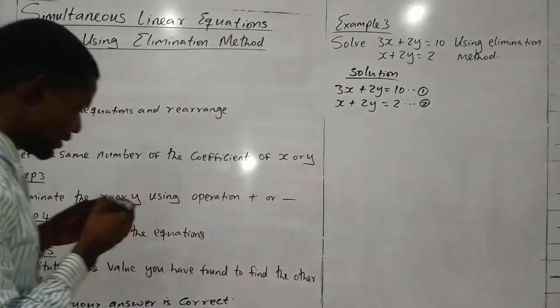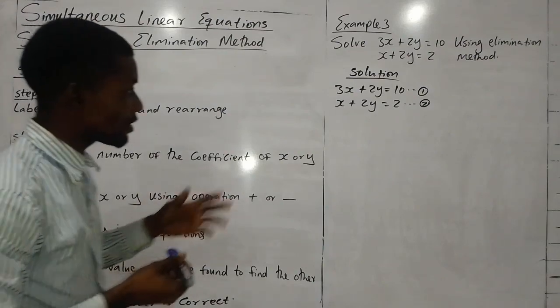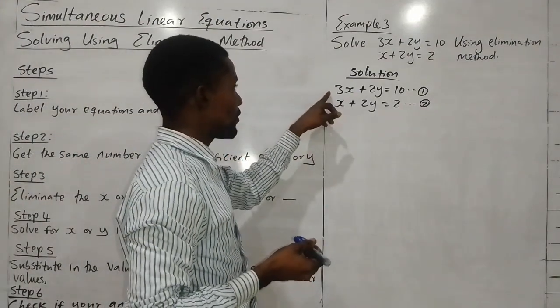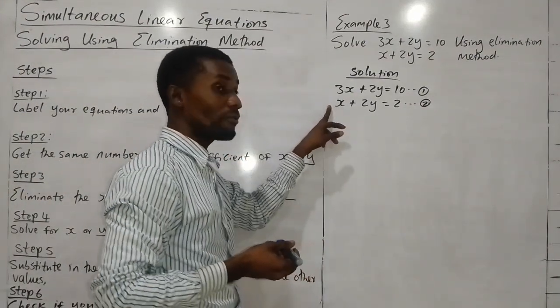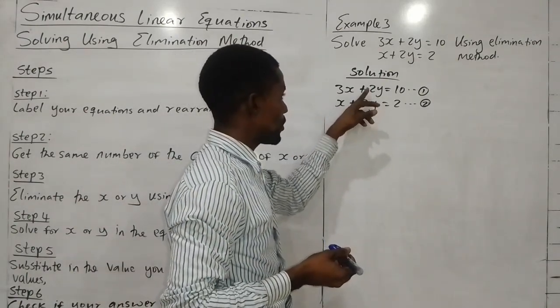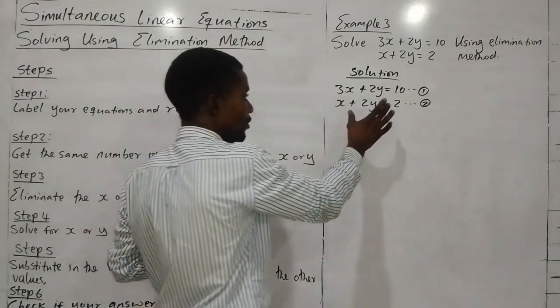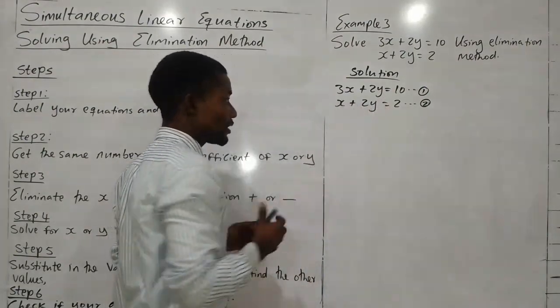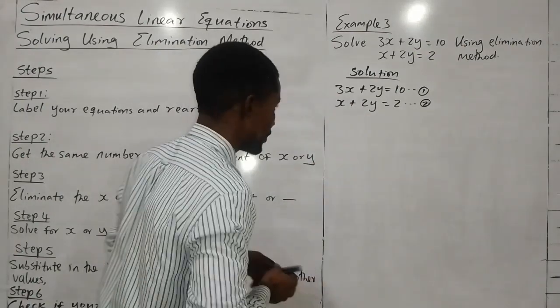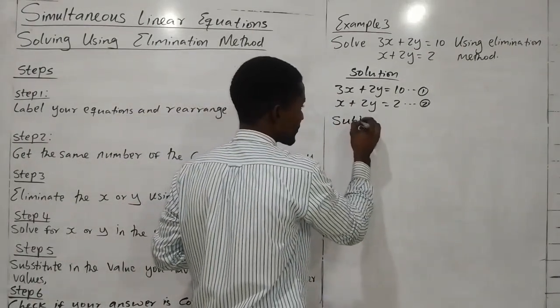Now after labeling it, the next thing I need to do is what? Get the same coefficient of x or y. Here, the coefficient of x is different from the coefficient of x in equation 2. But the coefficient of y in equation 1 is the same as the coefficient of y in equation 2. So I don't need to change any coefficient because I have the same coefficient. So the next thing I need to do is to subtract.